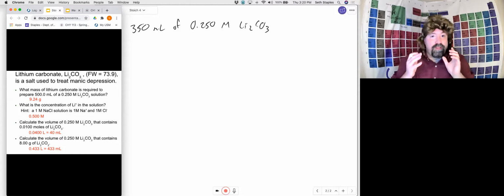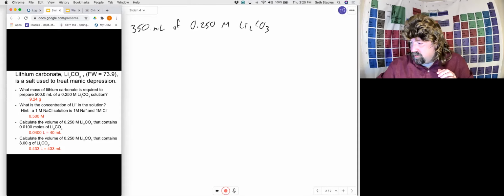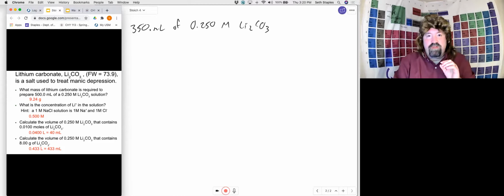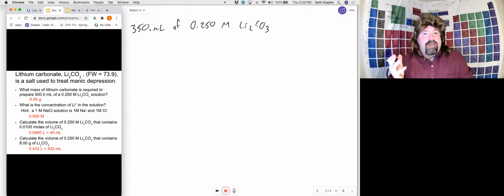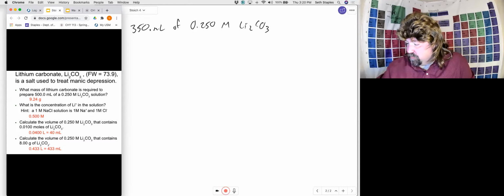If I want to go into the lab and make this solution, and I'll put a little decimal point here, so I want to make exactly 350 milliliters, what I need to know is how much of the solid lithium carbonate I actually need in order to make this solution. The first place I would start is with the volume that you're given. I'm going to go ahead and convert that over to liters automatically. So 350 milliliters is 0.350 liters.